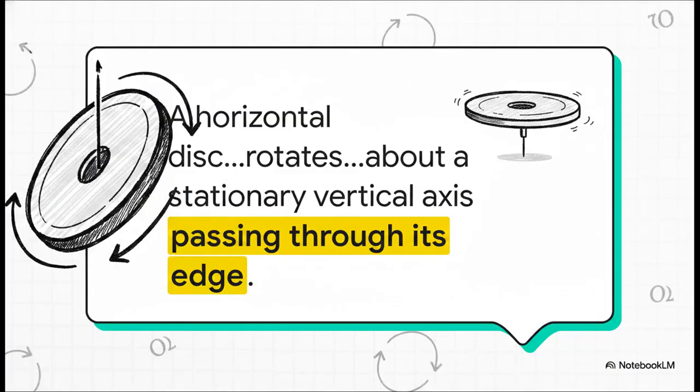Right off the bat, Irodov throws us a curveball. We have a disk spinning at a constant rate omega, but look where the axis is. It's not through the center, it's passing through its edge. This is so important. So instead of a record spinning on a turntable, picture a frisbee with a nail through its rim, spinning around that nail. It's a totally different motion.